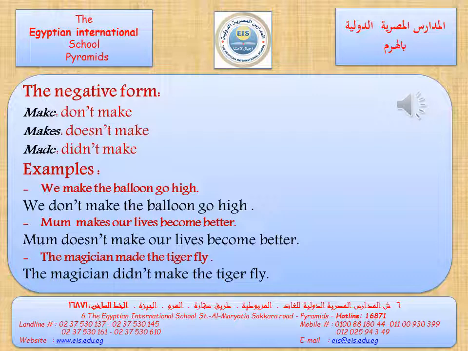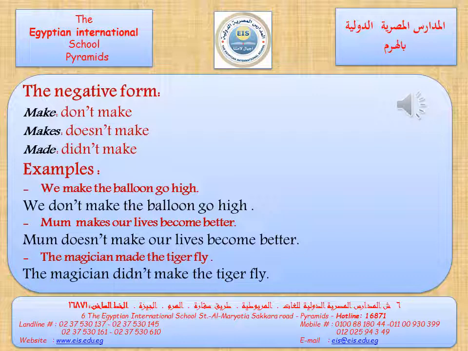Example number 2, mom makes our lives become better. The negative form here, mom doesn't make our lives become better. We use doesn't because the sentence contains makes plus s. Okay, so the negative is doesn't make.